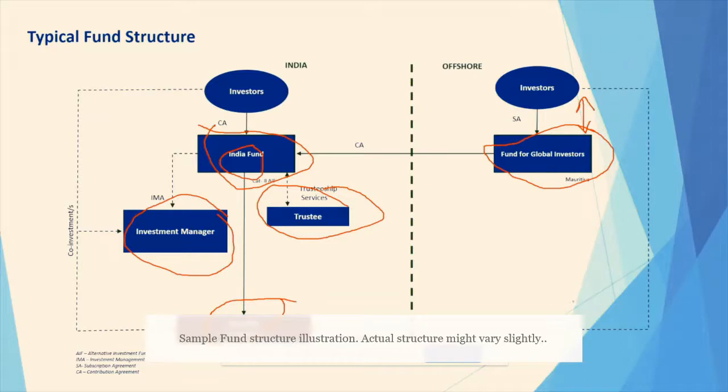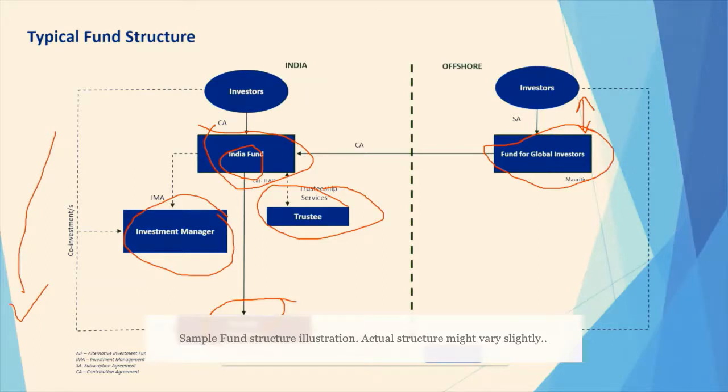Now, if you see the structure here, this structure also allows the flexibility to the investors to directly invest in the investee companies. So if you follow the dotted line here, the funds are directly being invested into the investee companies. Same for the global investors.